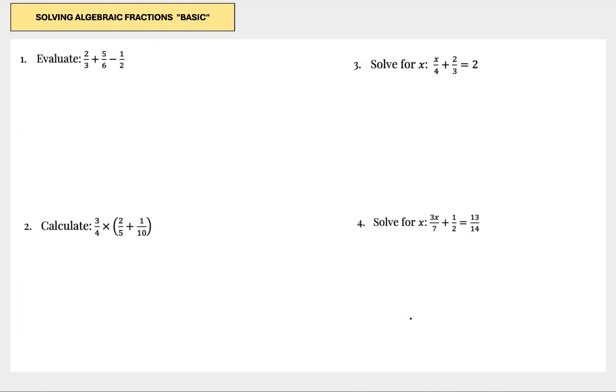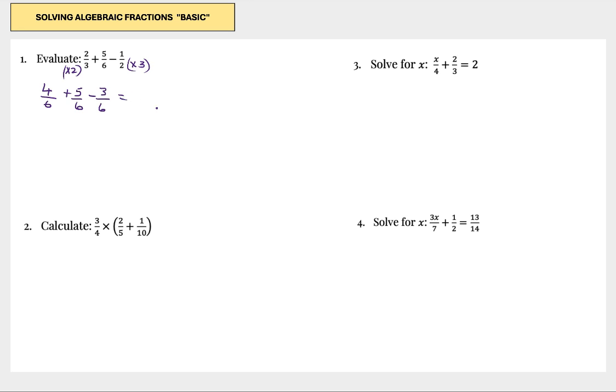So the first thing is to get our denominators the same, because as you know, we can't do anything without that. So I'm going to make it all into 6. So 2 times 3 is going to be this fraction, and this fraction times 2. So I now have 4 over 6 plus 5 over 6, because that hasn't changed, subtract 3 over 6.